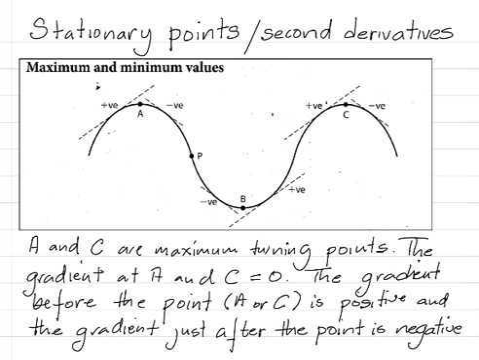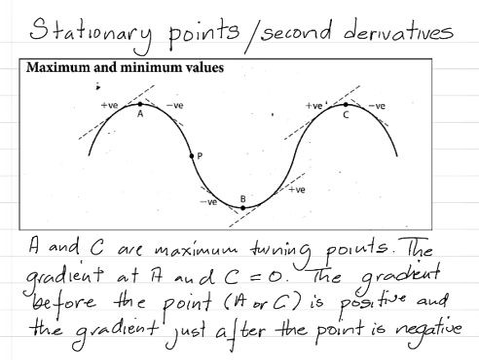Stationary points, second derivatives. This diagram was taken straight out of a textbook. You have maximum and minimum values. This is a graph of some function. You have 4 points on it: points A, B, C, and P.